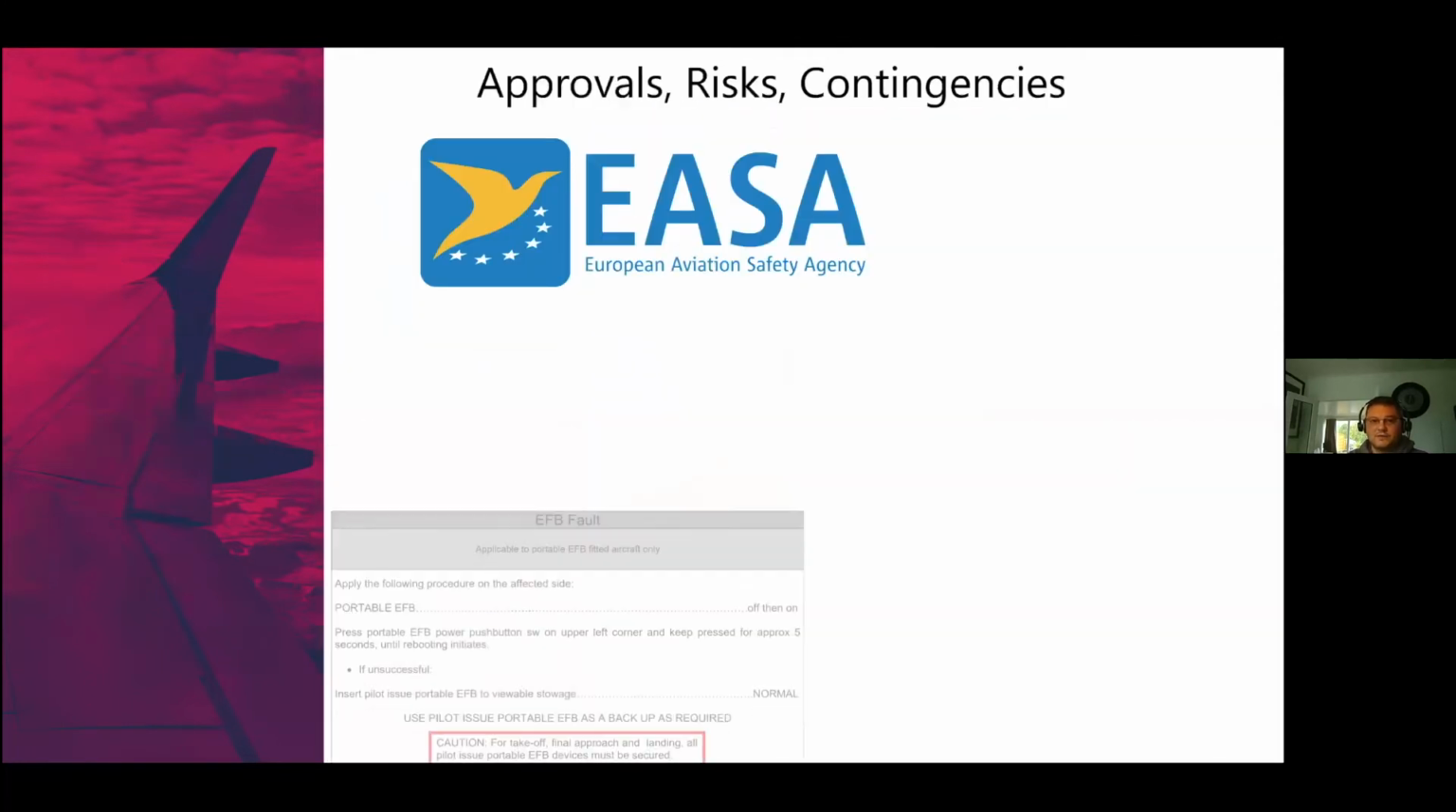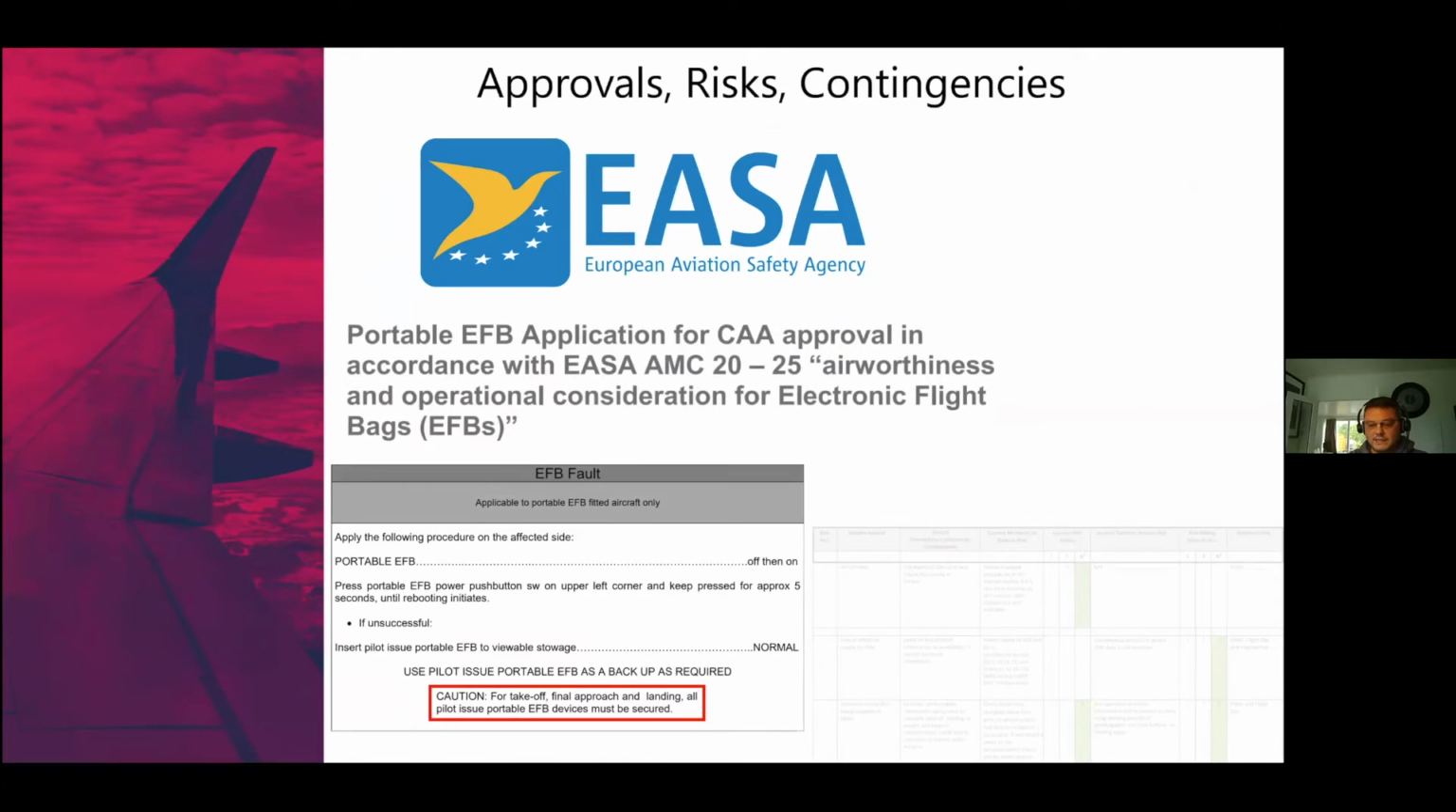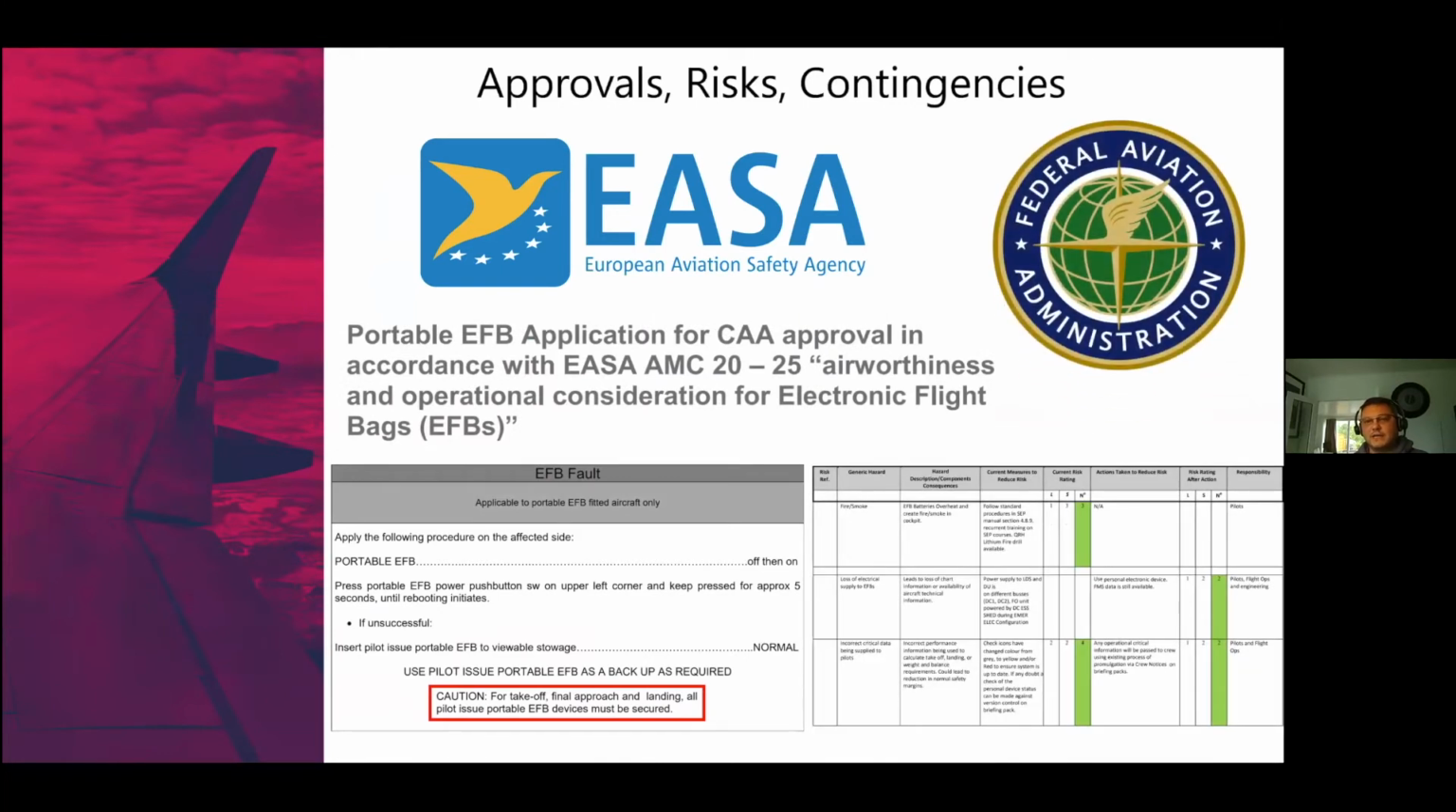Our regulator friends, we need to satisfy our regulators. We need to work with our national regulators and our international regulators, whether it be EASA, the UK CAA, or the FAA. We also have to comply with AMC 2025, which is the acceptable means of compliance for electronic flight bags, which is something that I read permanently when I was writing the EFB approvals.